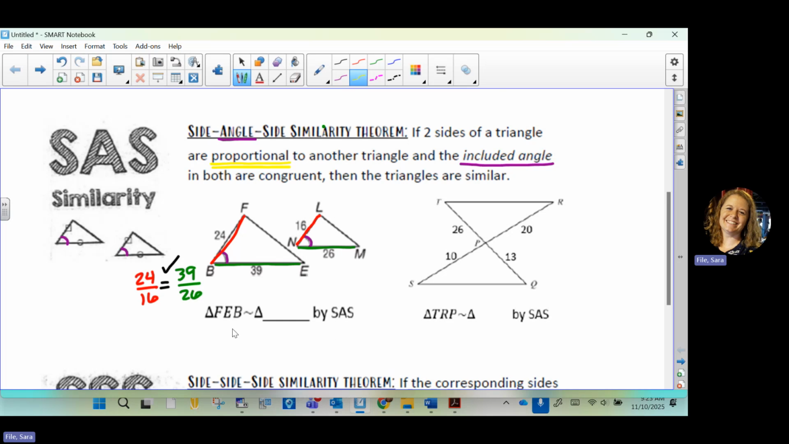So if the first triangle was named FEB, how would I have to name this second triangle? Good. Okay, so they went F to E to B, so we went L to M to N. The order of these letters matters. If you wrote them in a different order, fix them. You cannot just have any random order. The order matters.